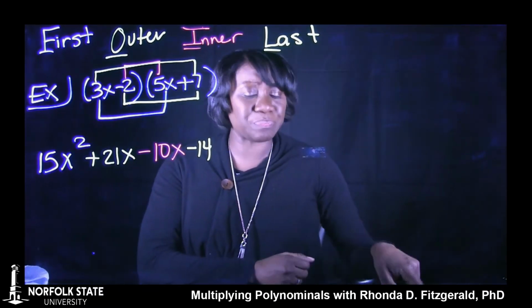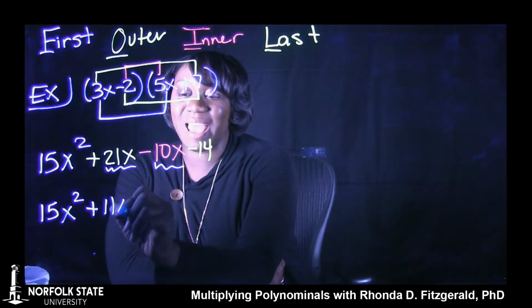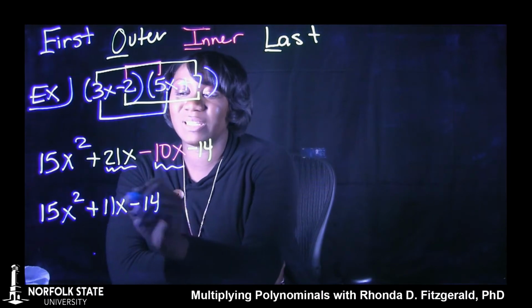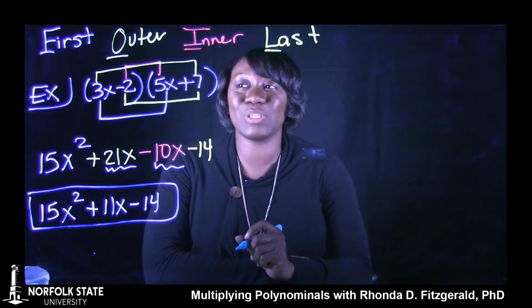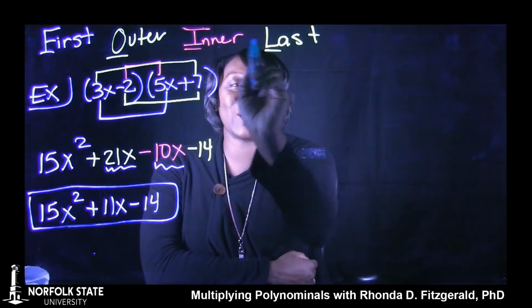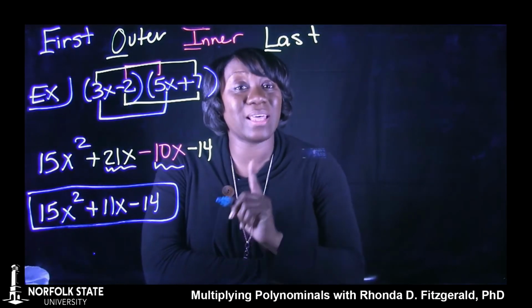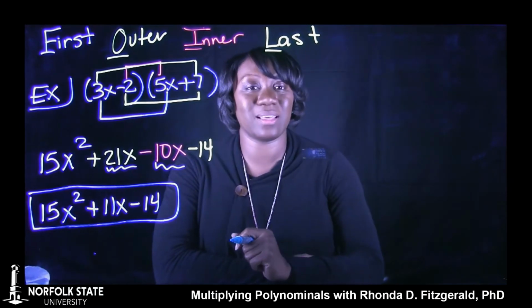Now we go through and simplify by adding our like terms here, and we end up with 15x squared plus 11x minus 14. And that is the final answer in multiplying these two binomials. So once again, FOIL stands for first, outer, inner, and last. That situation only works when multiplying two binomials, so a situation that looks like this.